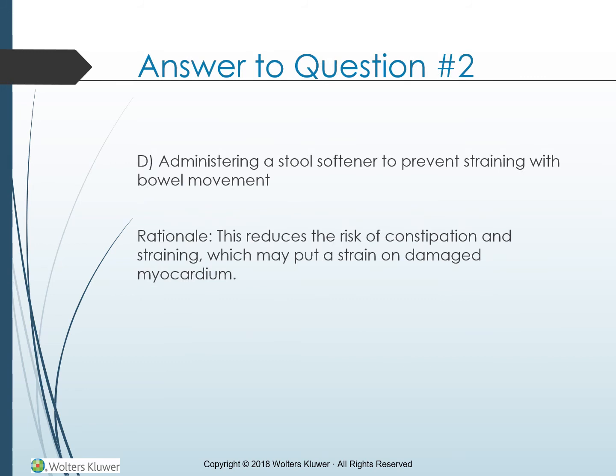The answer is D. Administering a stool softener to prevent straining with a bowel movement. This reduces the risk of constipation and straining, which may put a strain on damaged myocardium. Remember, the vasovagal response can definitely stop the heart and do more damage.